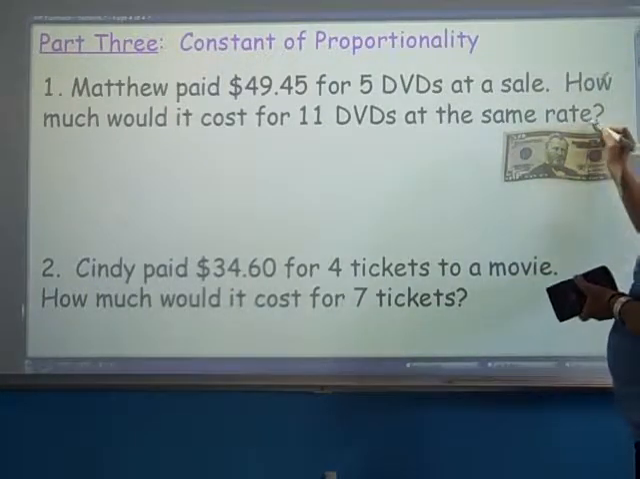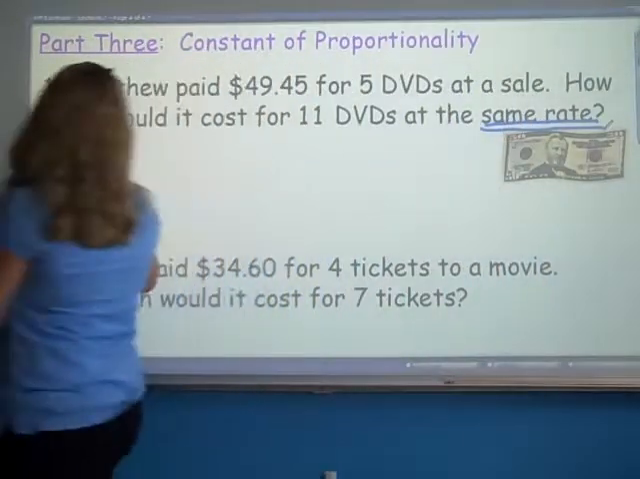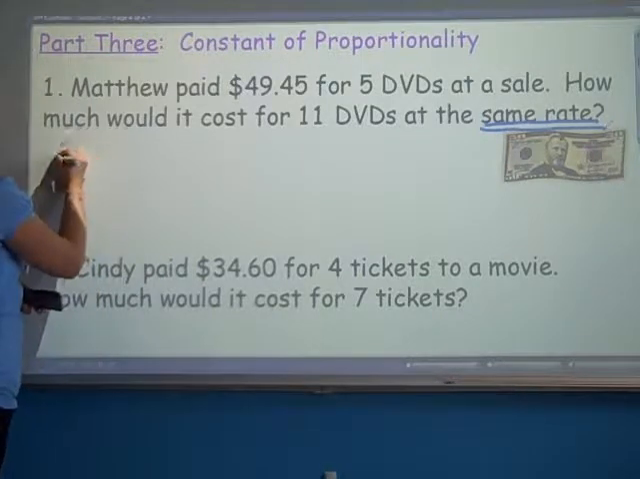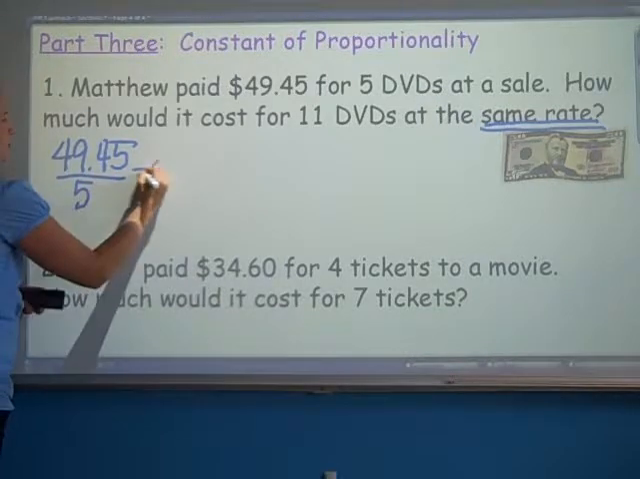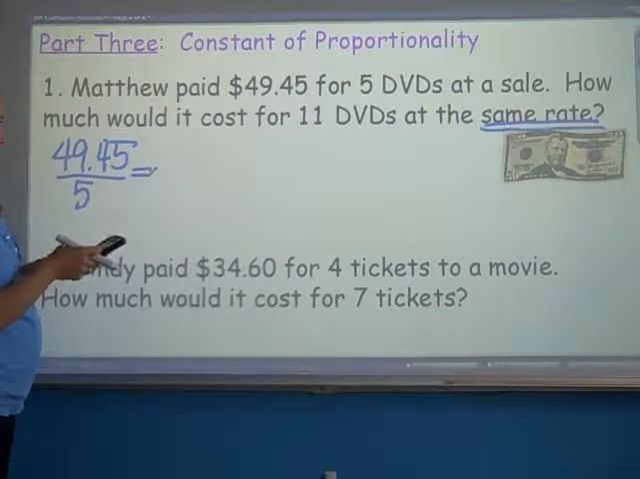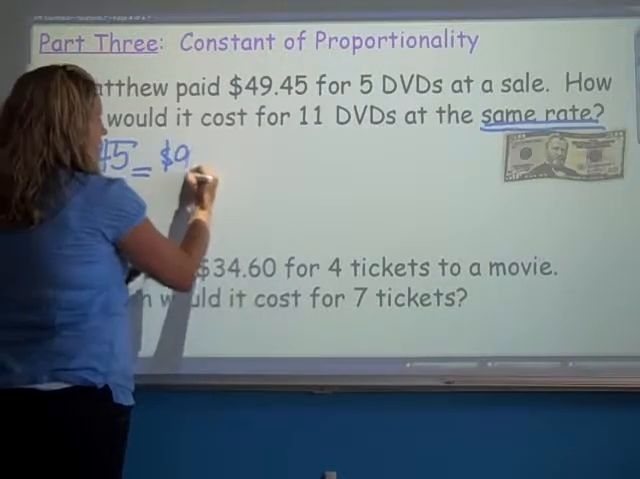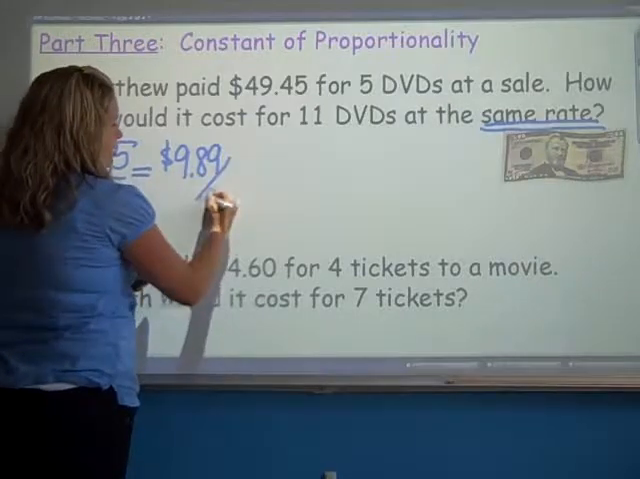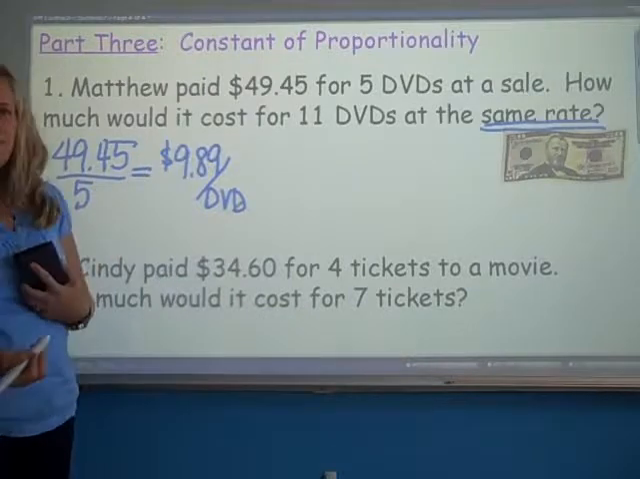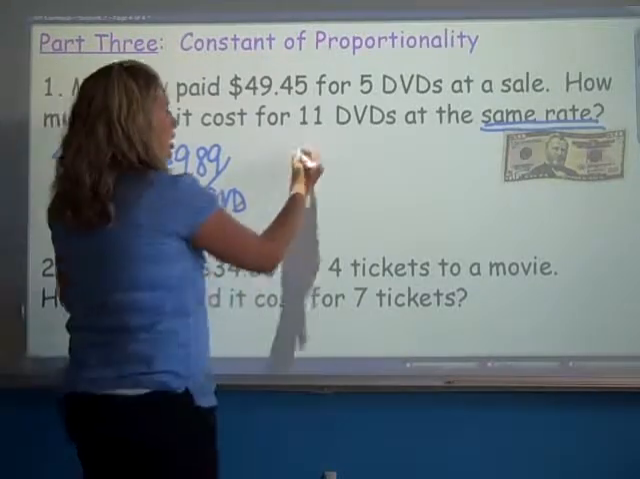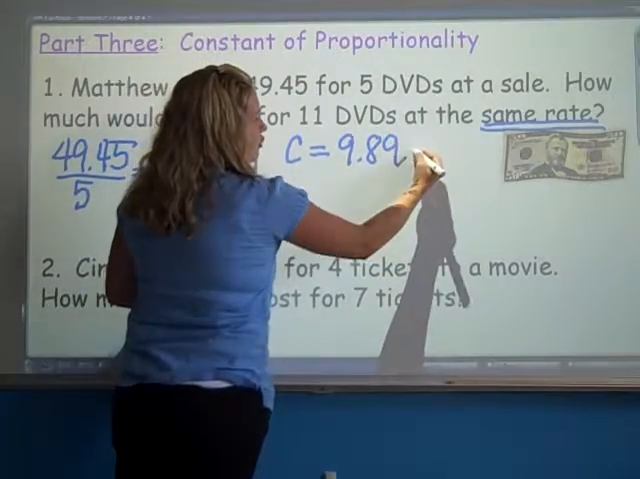So we're talking about using a rate, the unit rate. What you're going to do is figure out how much it costs for 1 DVD. I do 49.45 divided by 5. This tells me that it's $9.89 per DVD. So I'm going to write an equation now so that I can solve to figure out how much it costs for 11 DVDs. So the cost equals $9.89 for each DVD.